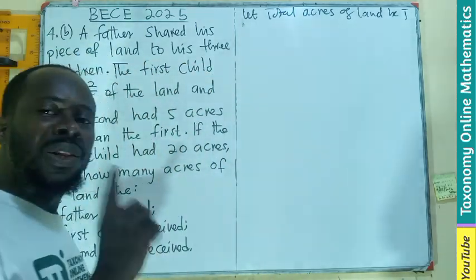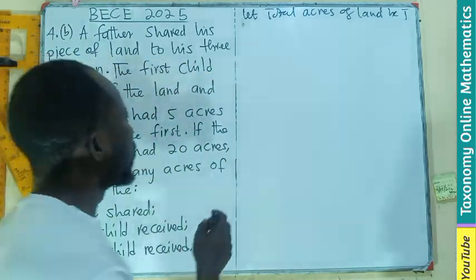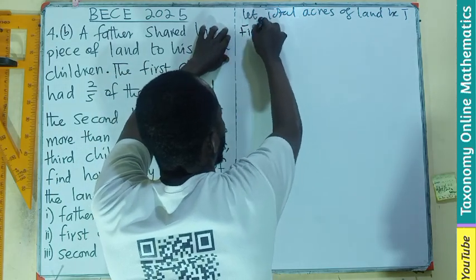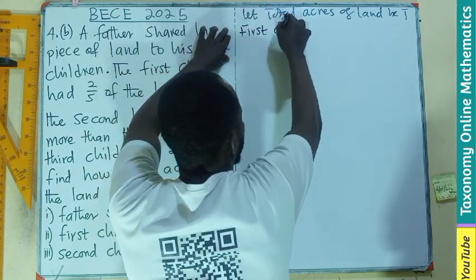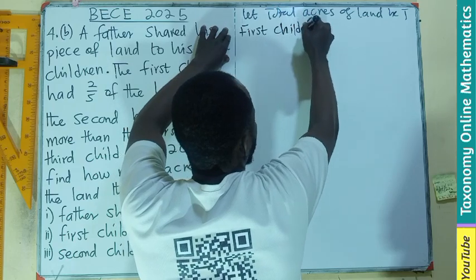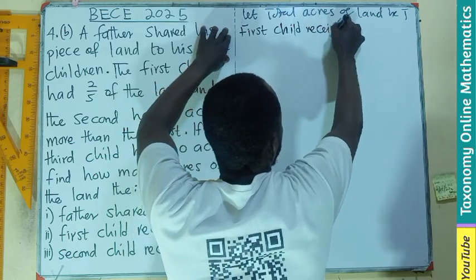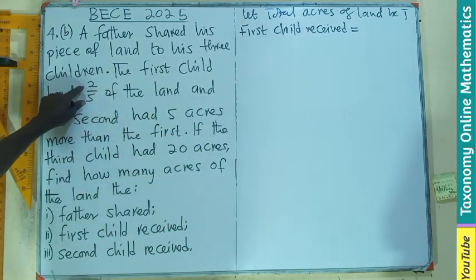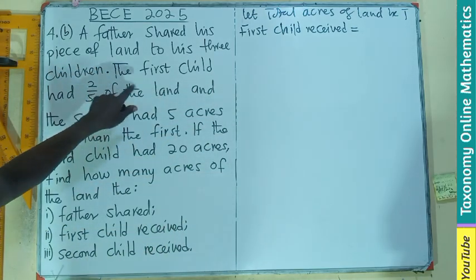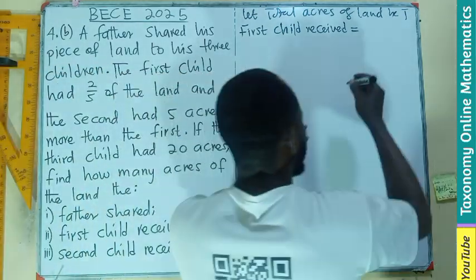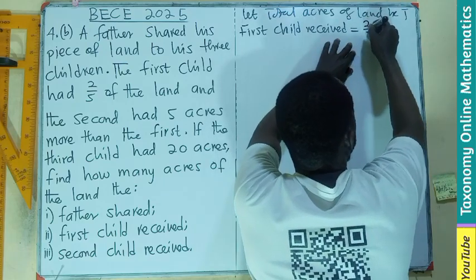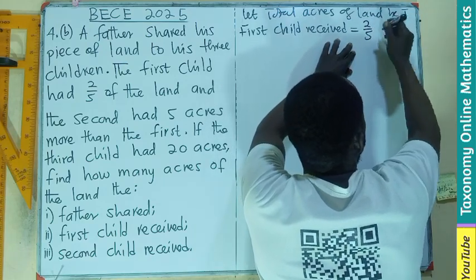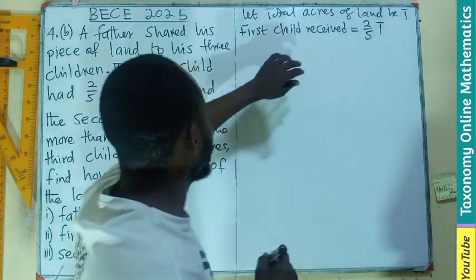So if T is the total acres of land, then what does the first child receive? Receive 2/5 of the land. 2/5 of means multiplication, meaning 2/5 times the T. I can still just put a T there by multiplication.